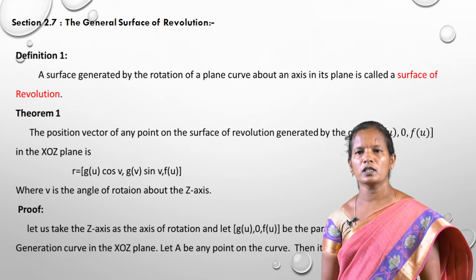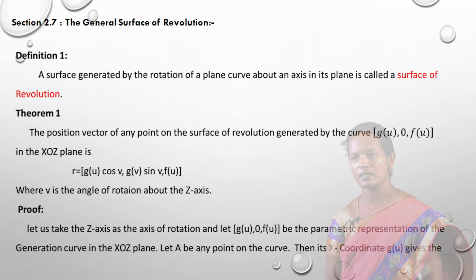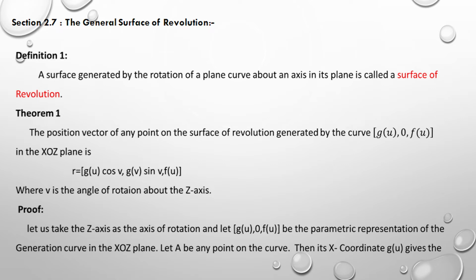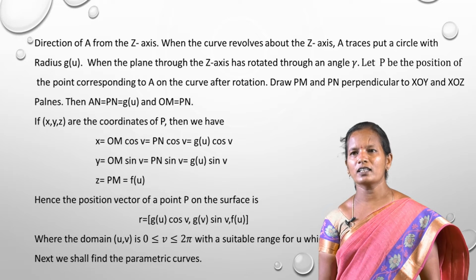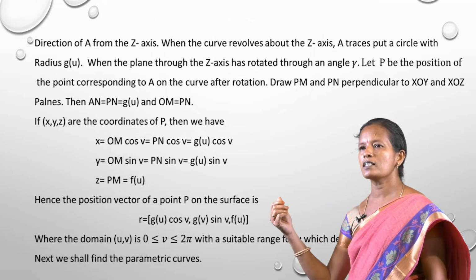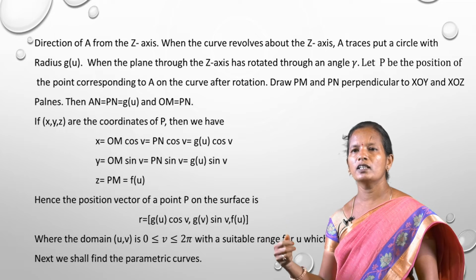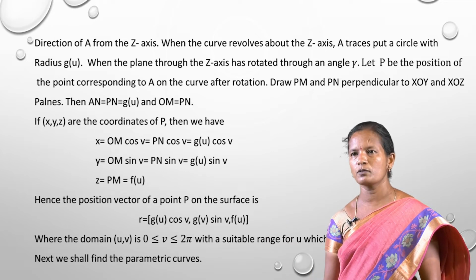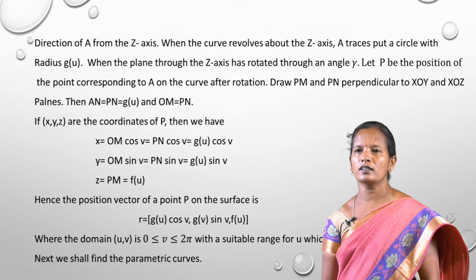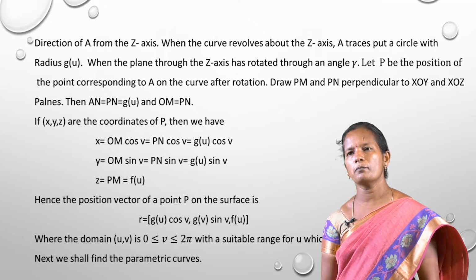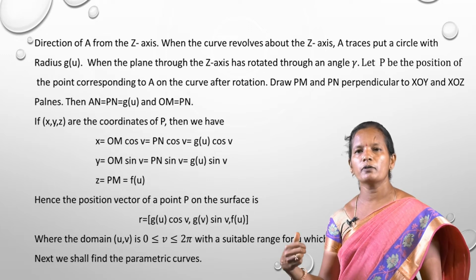The proof of the above theorem: let us take the z-axis as the axis of rotation and let g of u, 0, f of u be the parametric representation of the general curve in the xz plane. Let A be a point on the curve. Then its coordinate g of u gives the distance of A from the z-axis. When the curve revolves about the z-axis, A traces out a circle with radius g of u when the plane through the z-axis has rotated through an angle gamma. Let P be the position of the point corresponding to A on the curve after rotation. Draw PM and PN perpendicular to the xy and xz planes.